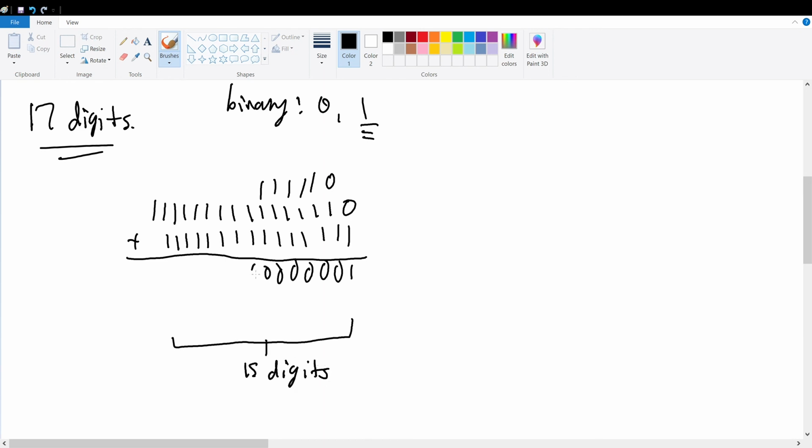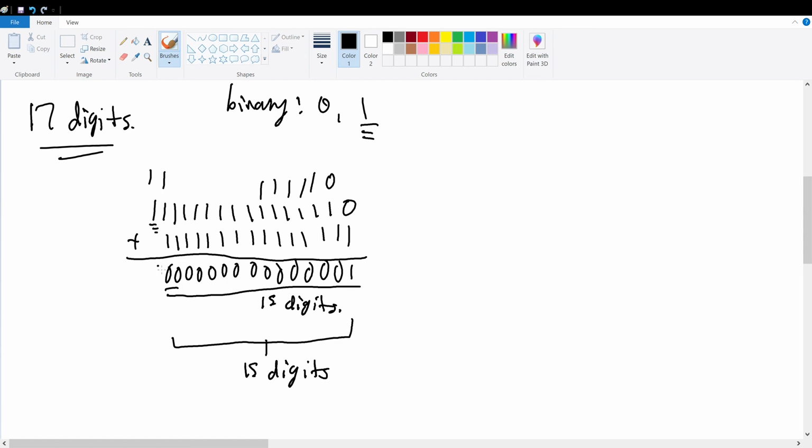So we get 0, 0, 0, 0, 0, 0, 0, 0, 0. And from here, we carry the 1. 1 plus 1 plus 1 is 3, greater than 2. Put down the 0, carry the 1. So all these zeros with this 1 will already contain 15 digits. Okay, you can count them out if you want. But then we carry the 1 over to this 16th one.